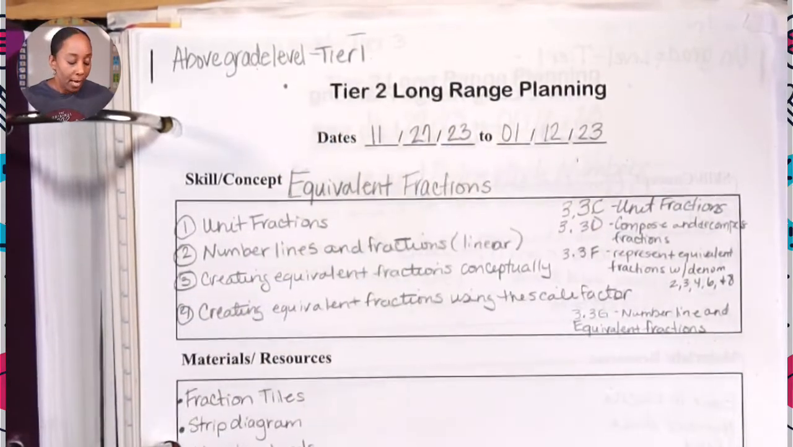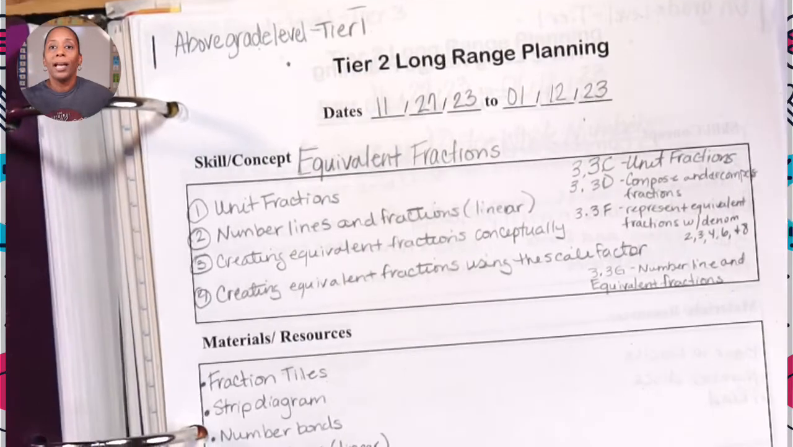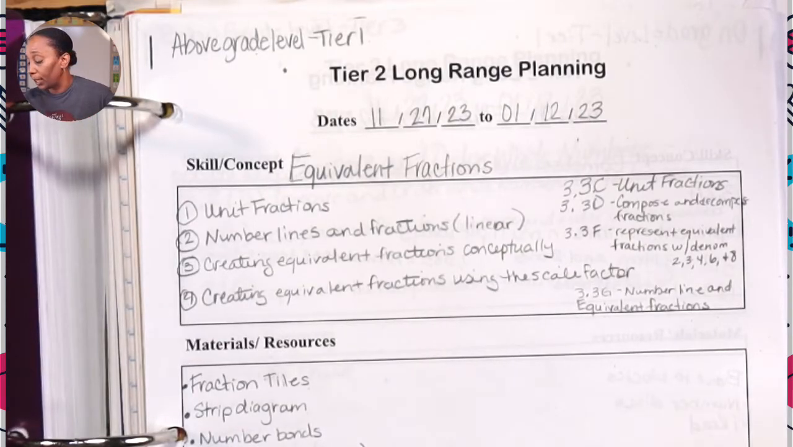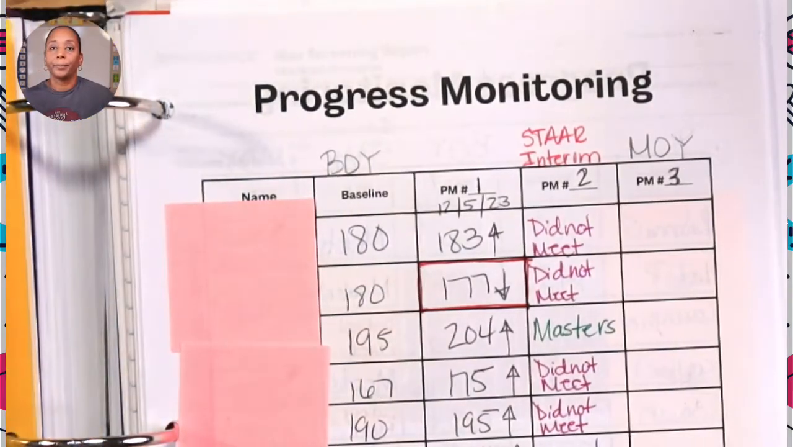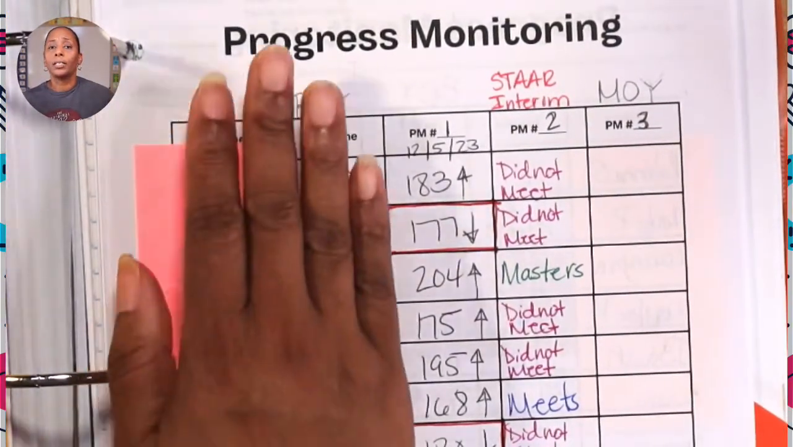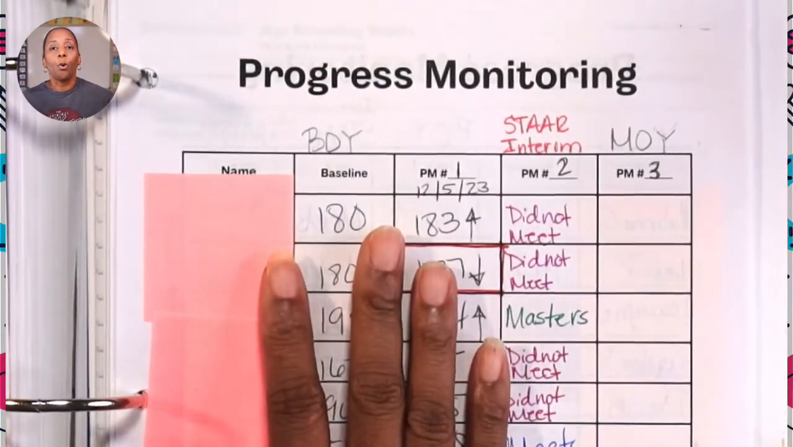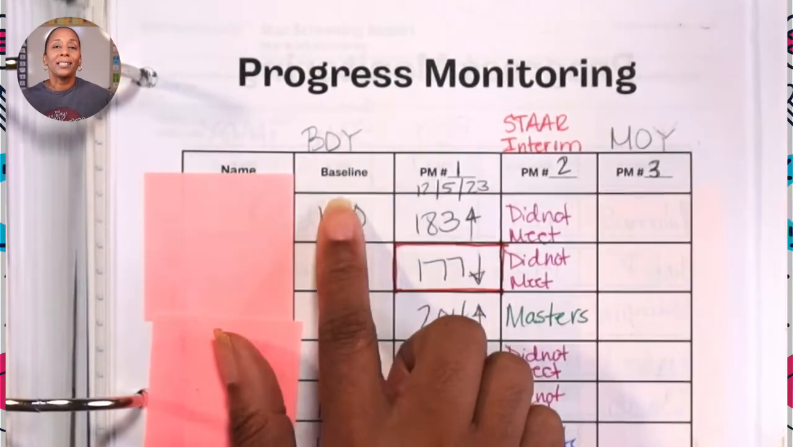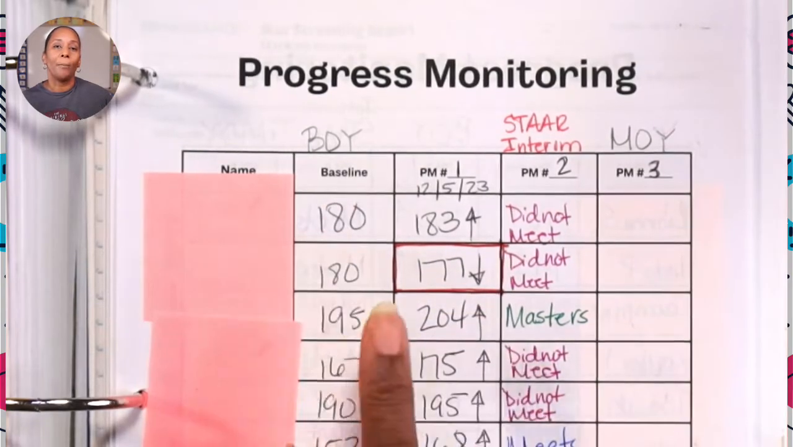It's easier, and I can go along with the grading cycle and see how the kids are moving. Now, what's different is in my data. Moving on to data, this is another thing that you should have in your binder: progress monitoring. Now, baseline data is the beginning of the year. That's where they started on MAP.